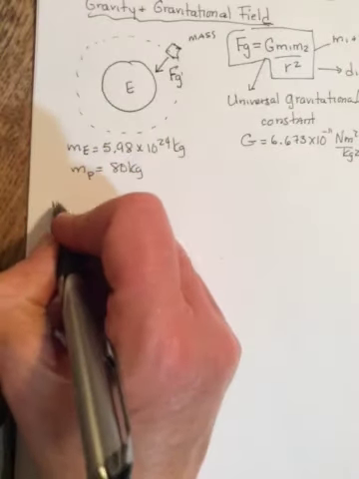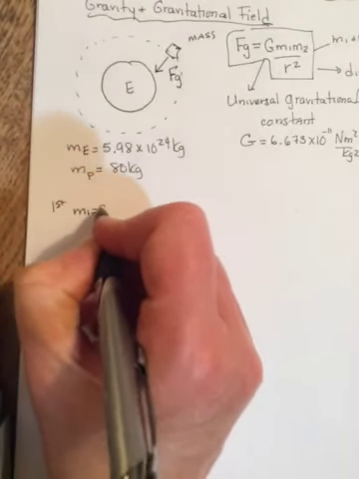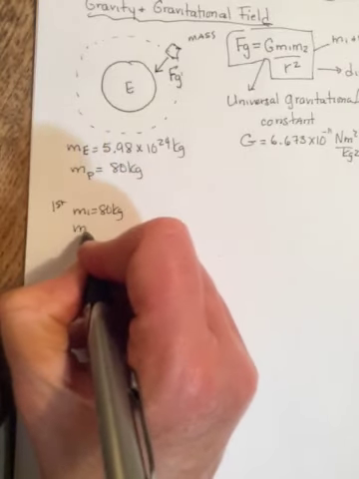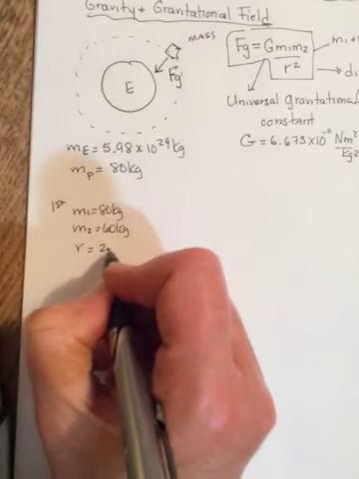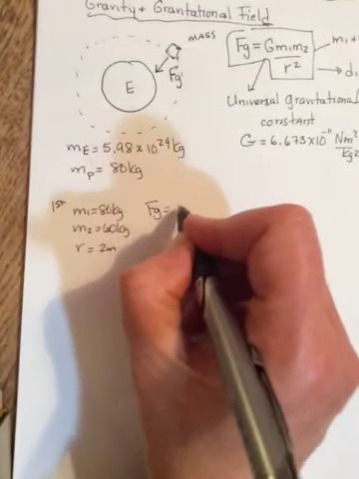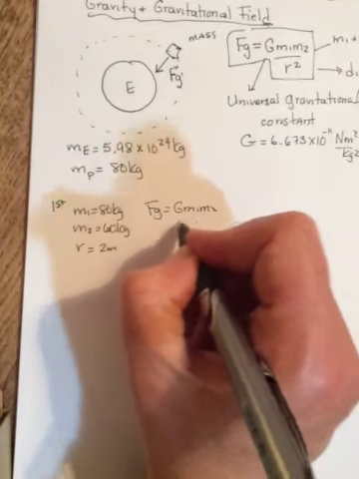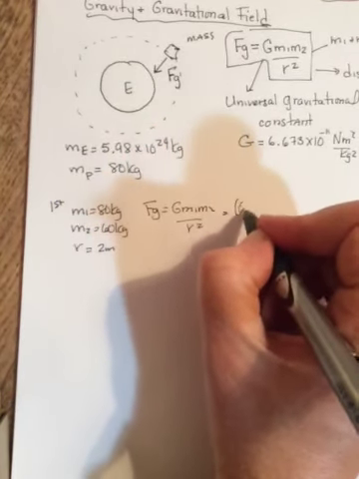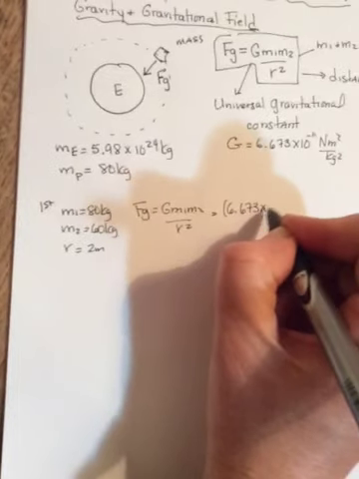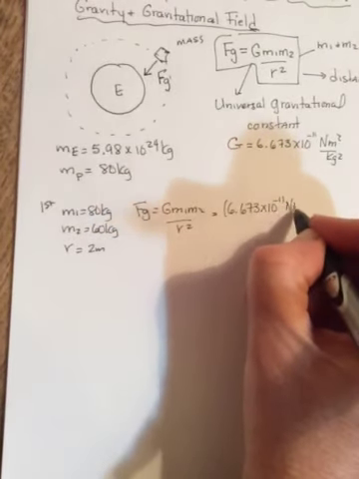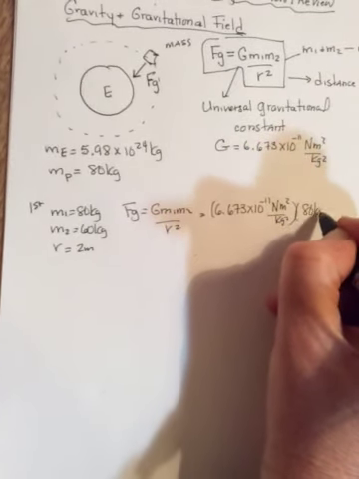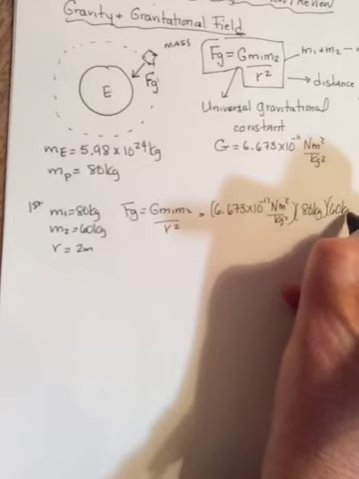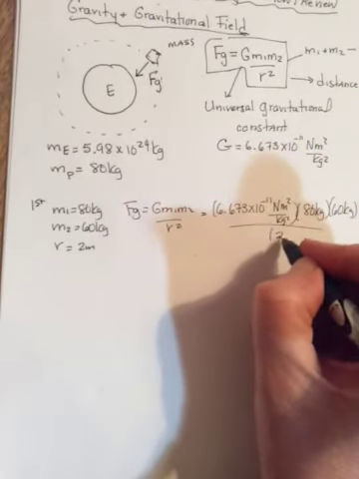Maybe just so you get a sense of it, let's do an example. So first, let's say mass 1 is 80 kilograms, mass 2 is 60 kilograms, and let's say you're 2 meters apart. So if you do Fg is equal to G m1 m2 over r squared, it'll be 6.673 times 10 to the negative 11 newton meters squared per kilogram squared times 80 kilograms times 60 kilograms divided by 2 meters squared.